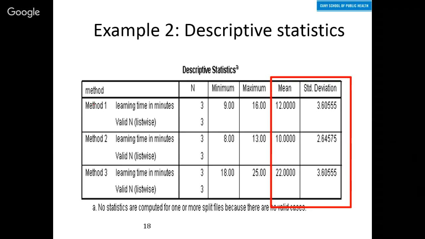So this was obviously a very small study here in this second example. Only 3 observations in each of the groups. But I'm making an SPSS descriptives table for this imaginary study that I showed the data for on the previous page. And here the 3 methods have means of 12, 10, and 22, with standard deviations, so the variability of learning times within each of those groups, of 3.6, 2.6, and 3.6.